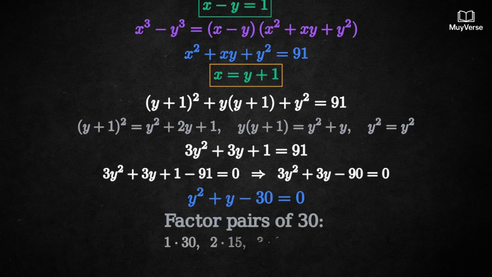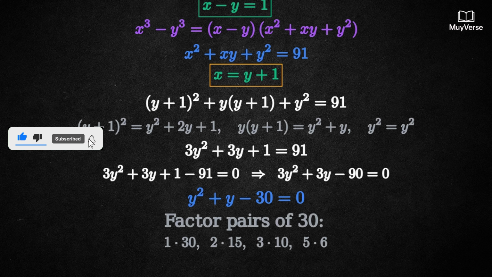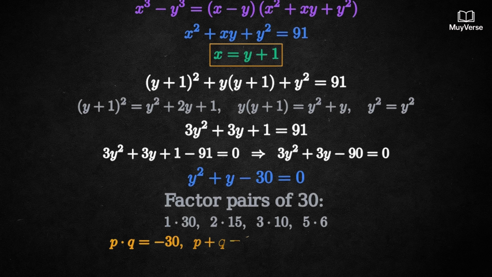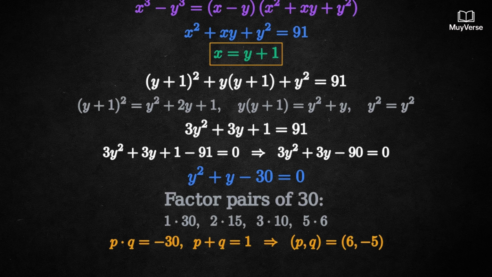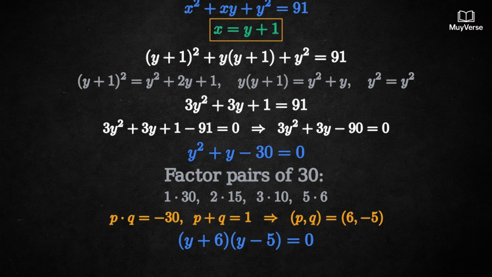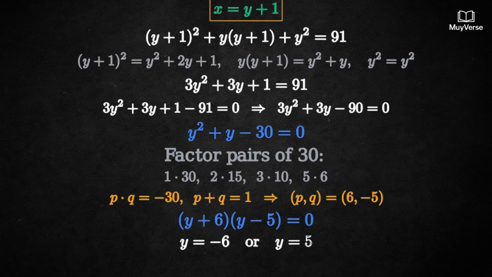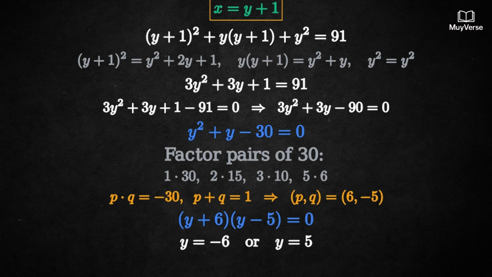Consider factor pairs of 30. 1 and 30, 2 and 15, 3 and 10, 5 and 6. To get a sum of positive 1 with product negative, we choose plus 6 and minus 5. Therefore, y squared plus y minus 30 factors as (y plus 6) times (y minus 5) equals 0. Set each factor equal to 0. We get y equals negative 6 or y equals 5.